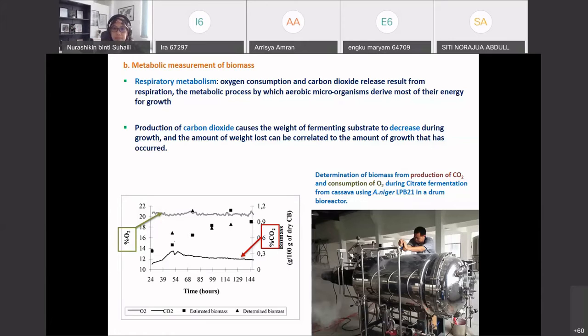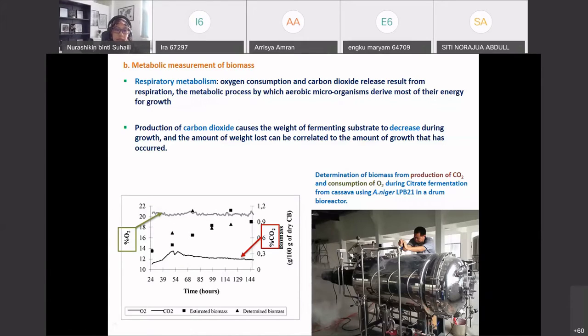And then, apart from the oxygen consumption, there is carbon dioxide release. Let's say you know that your fermentation process produces carbon dioxide as a product. If there is a rise in the carbon dioxide, it means that there is fermentation happening inside. So you can approximate the carbon dioxide release with the growth of the microbes. Those are indirect methods. So those are the methods that you can use for measuring the growth of the microbes in SSF.